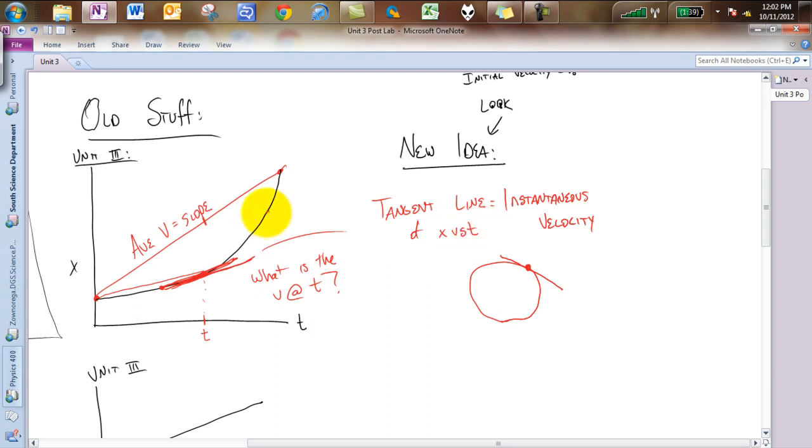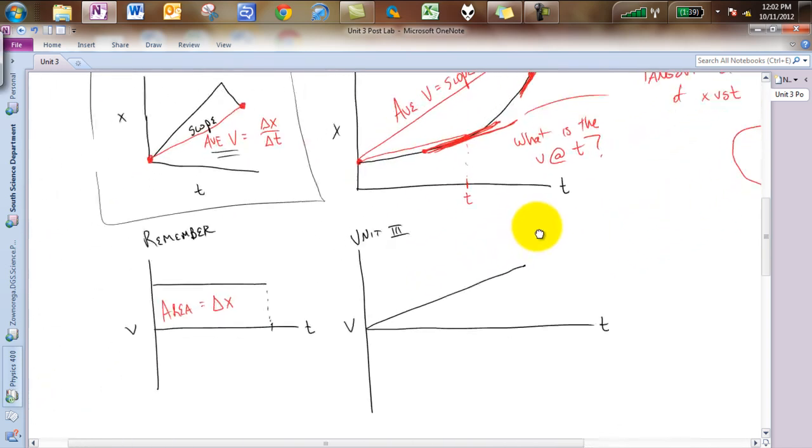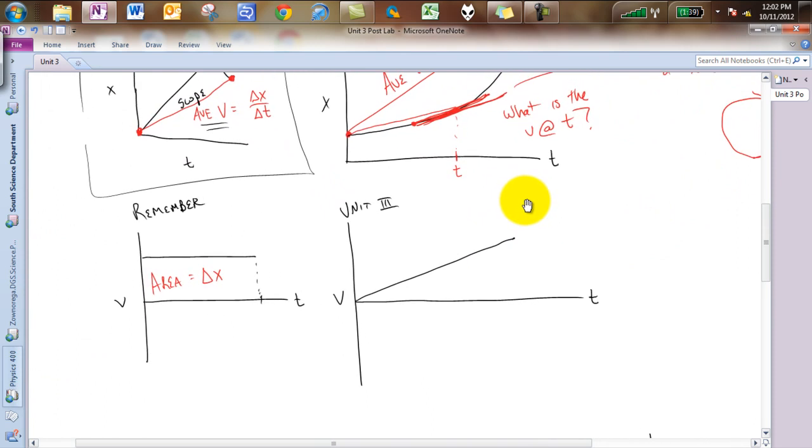So if I wanted to know the velocity right there, again, a very easy way, just draw on the tangent line, take the slope of that line, and guess what? That is going to be my velocity at that instant. So that's one new idea. The other, or I'm sorry, an old idea now into a new idea. The other one is the area of the v versus t graph. So remember that was equal to the displacement.